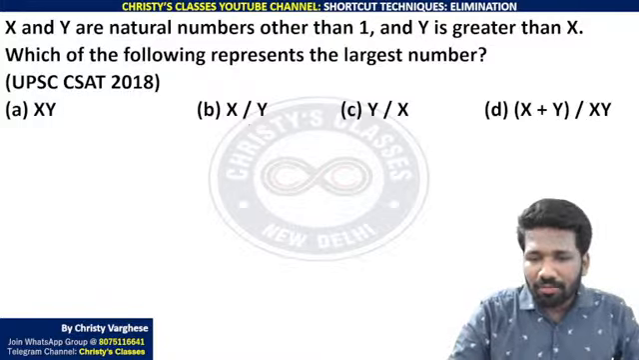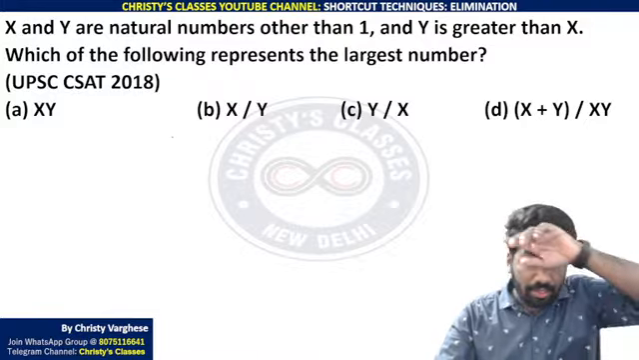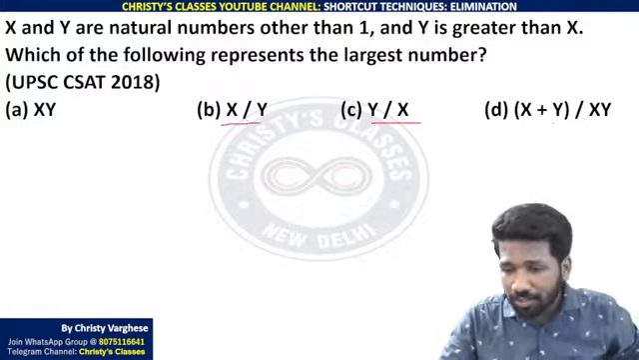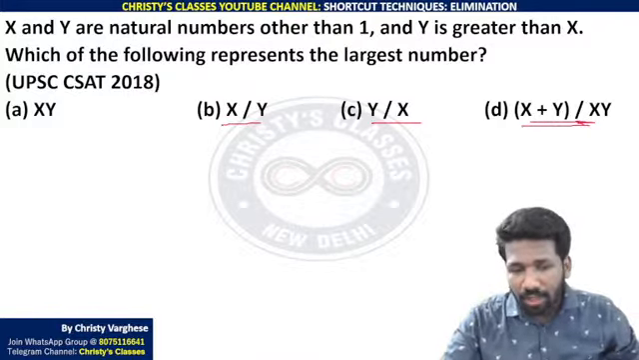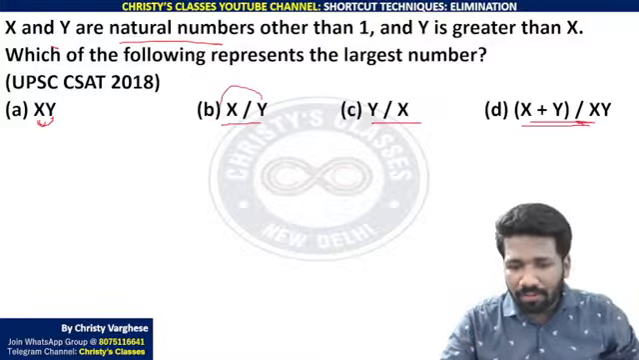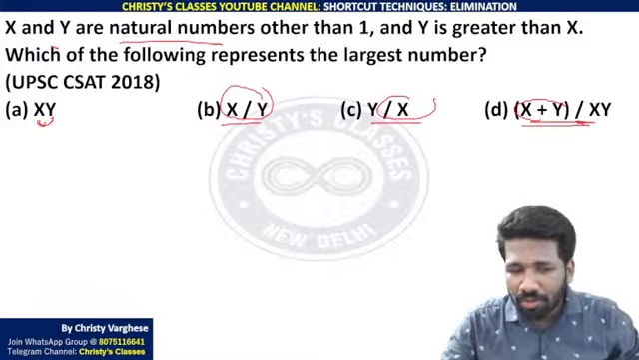Y is greater than x and x and y cannot be 1. So the largest number we need. Look at the options. In these three options, you are dividing numbers. In this one, you are multiplying numbers. Numbers are positive numbers, natural numbers which are positive. Positive numbers, when you divide, that is going to be smaller. When you multiply, that is going to be larger.